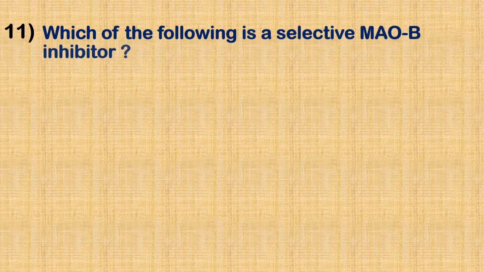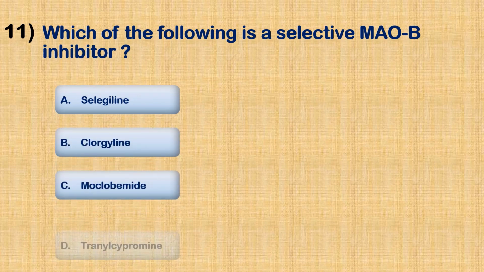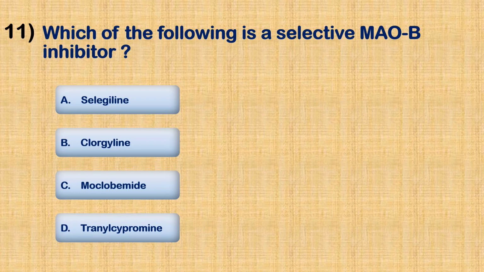Moving on to the next question. Which of the following is a selective MAO-B inhibitor? The options are: option A, selegiline, option B, clorgyline, option C, moclobemide, and option D, tranylcypromine.